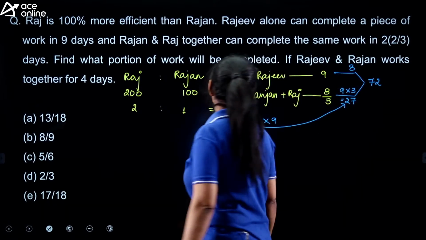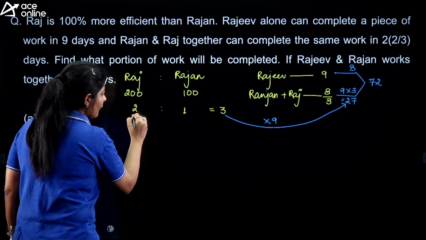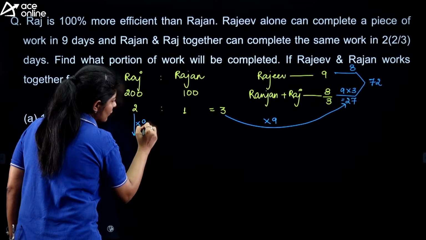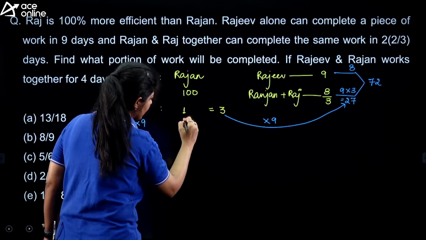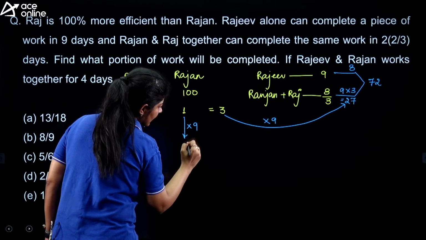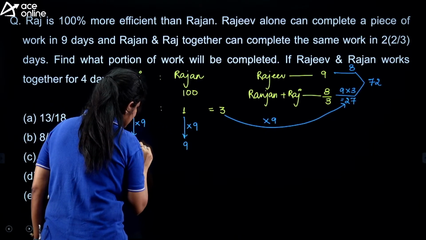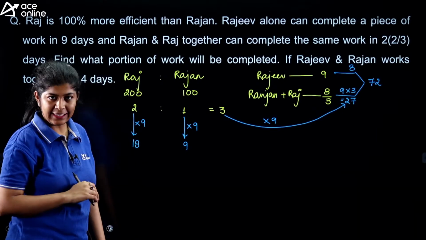It is a multiple of 9, right? So we can calculate the actual efficiency of Raj and Ranjan on the multiple of these ones, right? Into 9. So here the efficiencies that we got are 18 and 9.